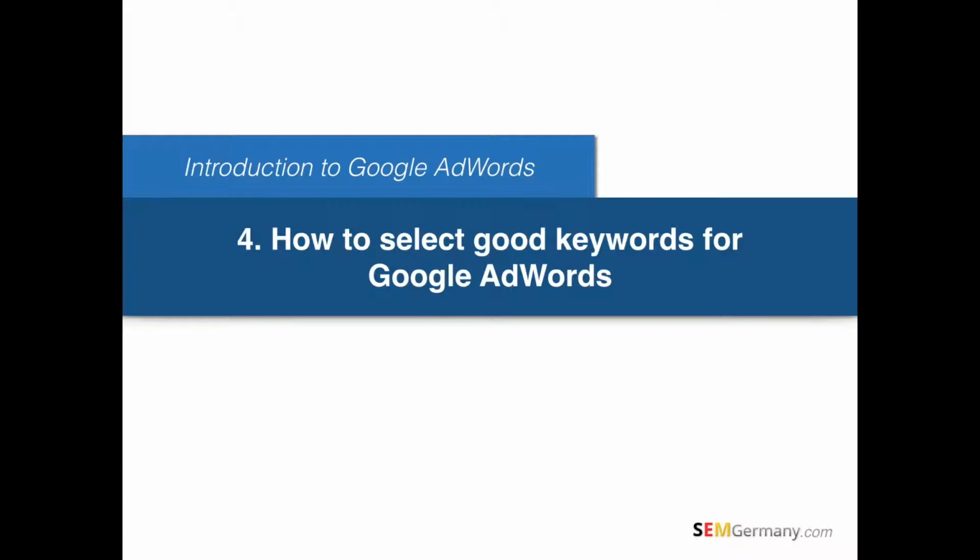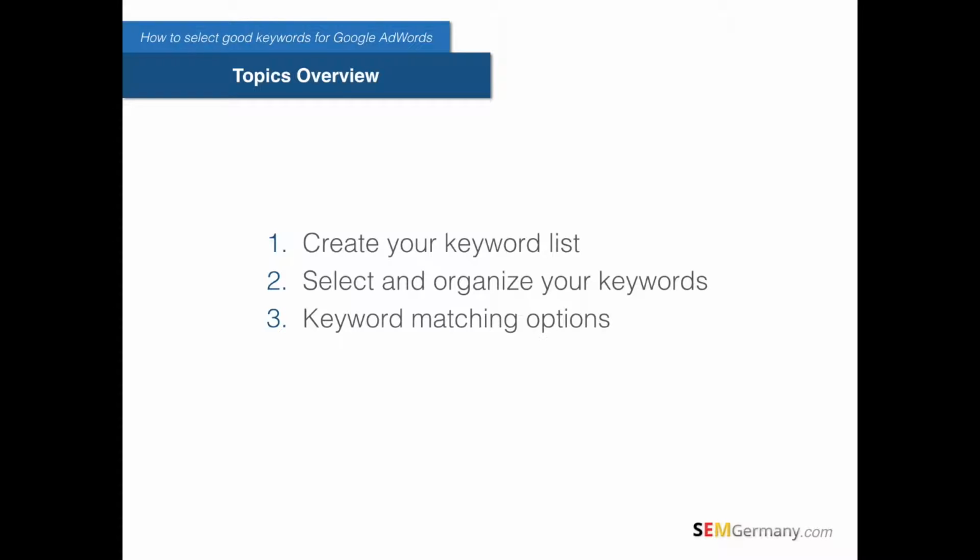My name is Philipp Zuckerik from semgermany.com in Berlin, and here is the overview of the topics we are going to cover in this video. We will start with the question how you can create your own keyword list, some of the methods that are available to you to come up with keyword ideas, then how you select and organize your keywords, and finally how you work with keyword matching options to control which keywords trigger your ads when someone searches for them in Google.